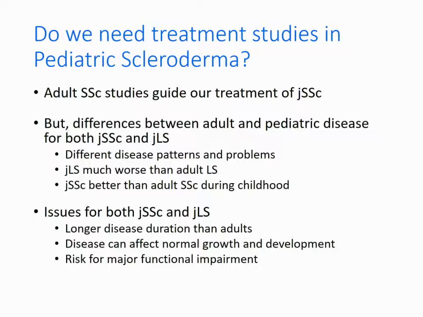So do we actually need treatment studies in pediatric scleroderma? For systemic sclerosis, we're using the adult data, but there are differences between adult and pediatric disease for both systemic sclerosis and localized. So we have different disease patterns and problems. Localized scleroderma is much worse in kids than it is in adults. Systemic sclerosis, Dr. Stevens told you, is better, but there are issues for both because there's a longer disease duration for both systemic and localized if it starts in childhood. And the disease can affect their normal growth and development, and so they have a risk for major functional impairment.